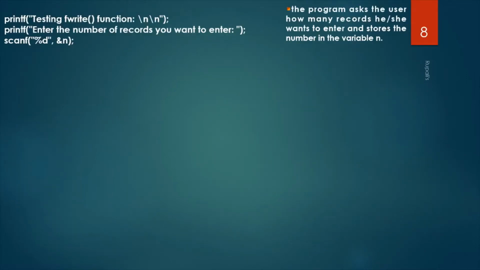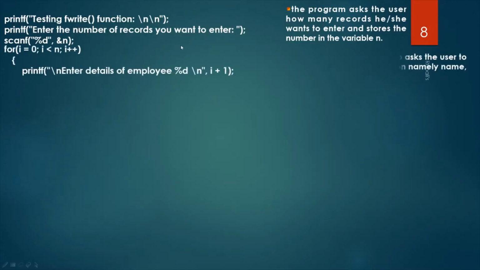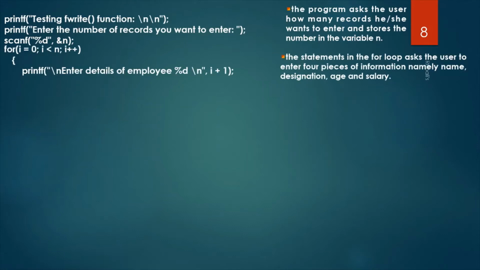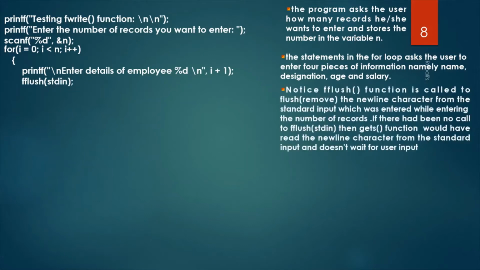Here, the program asks the user how many records he or she wants to enter and stores the number in the variable n. There is one for loop. Ask the user to enter 4 pieces of information, that is the name, designation, age and salary. See the line fflush(stdin). The fflush function is called to remove the new line character from the standard input which was entered while entering the number of records. If there had been no call to fflush stdin, then the gets function would have read the new line character from the standard input and would not wait for the user input.